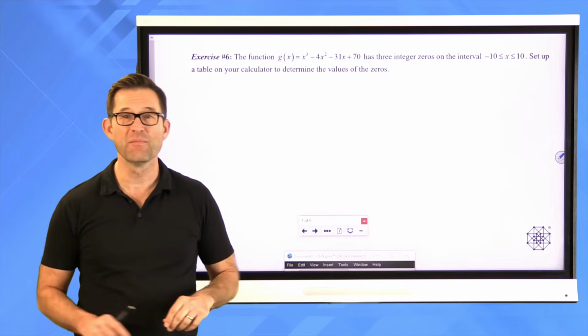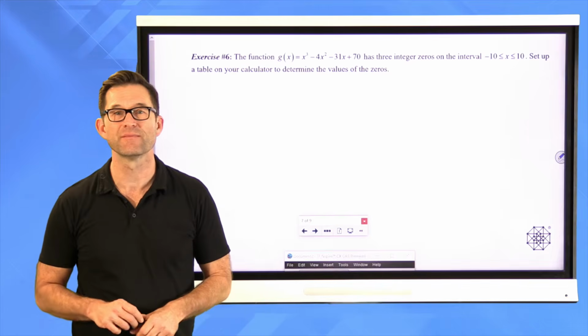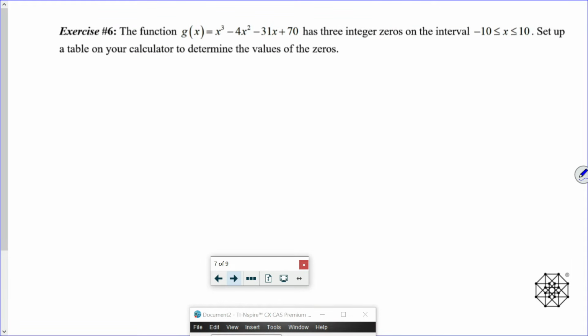All right, let's keep using the technology. Exercise number 6. The function g of x equals x to the third minus 4x squared minus 31x plus 70 has 3 integer zeros on the interval -10 is less than or equal to x is less than or equal to 10. Set up a table on your calculator to determine the values of the zeros.